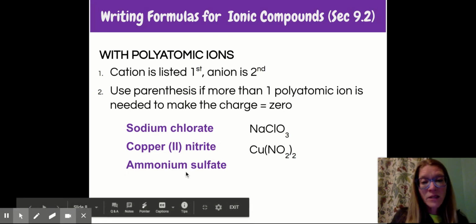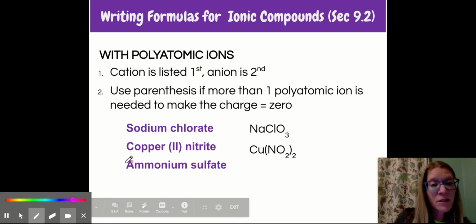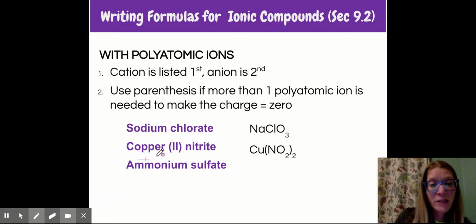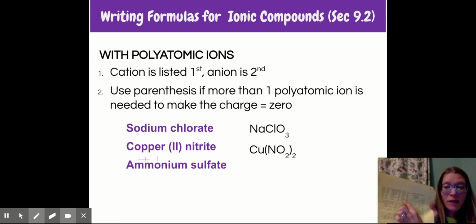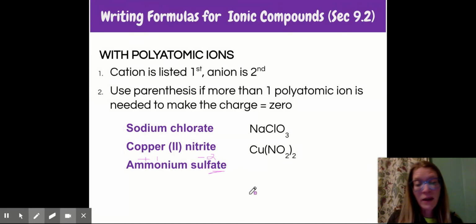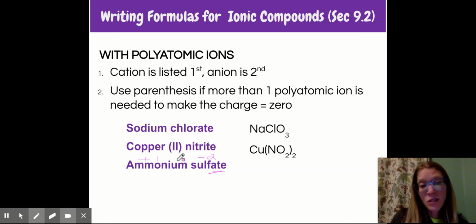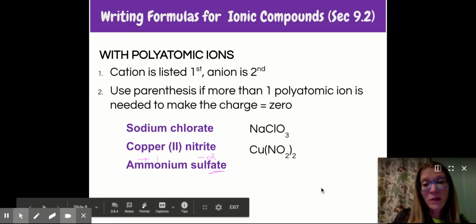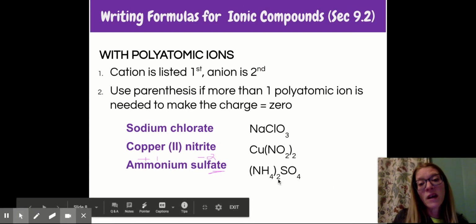The last one is ammonium sulfate. So ammonium is your only positive polyatomic ion. So if you look in the center, ammonium is +1, sulfate is -2. Sulfate is also a polyatomic ion. So if we have +1, -2, we are going to need 2 ammoniums. So because ammonium is a polyatomic ion and because we have more than one polyatomic ion, we're going to use parentheses in the formula. That 2 means you have 2 of that entire ammonium group, and then SO4 represents sulfate.